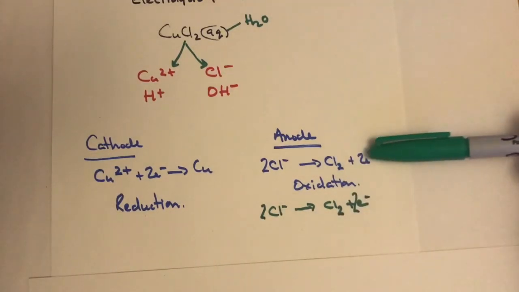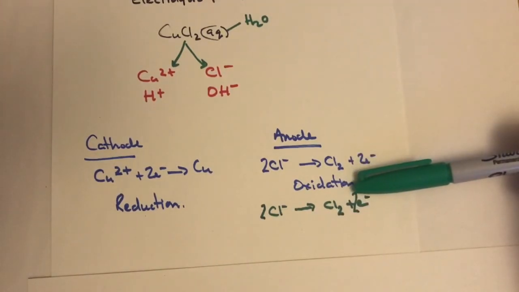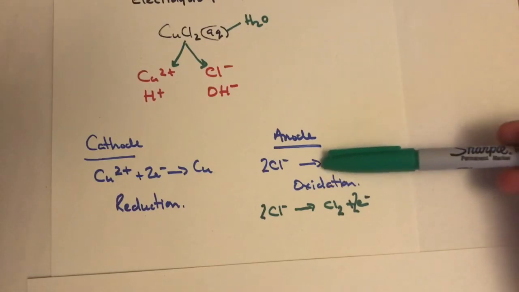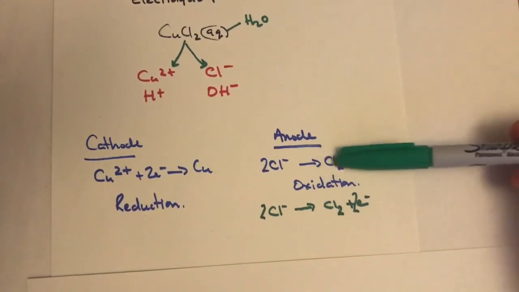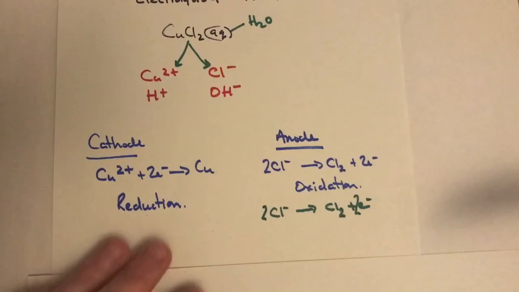Because this is losing electrons, this is an oxidation reaction at the anode, and I would be able to see bubbles of gas forming as the chlorine is produced at that electrode.